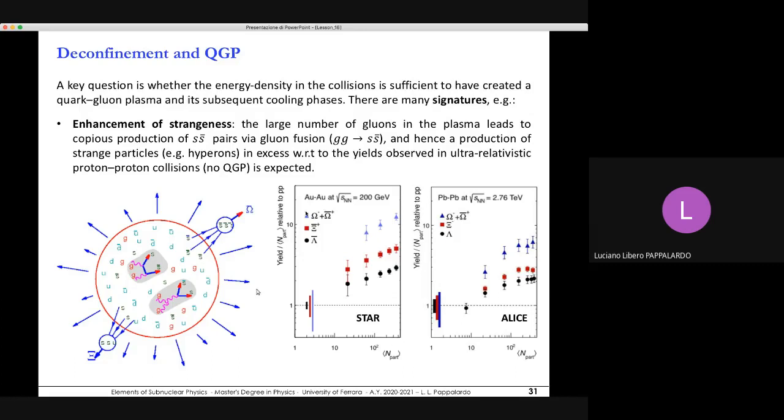And as you can see, when you make the ratio compared to the proton-proton case, you see that these quantities are above 1. So we have an enhancement of strangeness, which further increases with the multiplicity, so with the centrality of your collision. A similar effect is observed in both experiments, ALICE and STAR. So this prediction for the strangeness enhancement is very well verified experimentally.